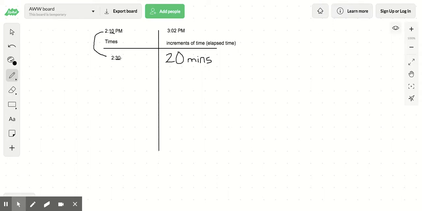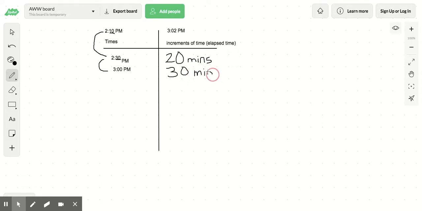So let's go from 2:30 to 3 o'clock. So our new time that we're going to be writing is 3 o'clock, and we're going to remember our PM, and over here I forgot it, so we're going to put PM. And to get from 2:30 to 3 p.m., we had 30 minutes pass, a half hour.